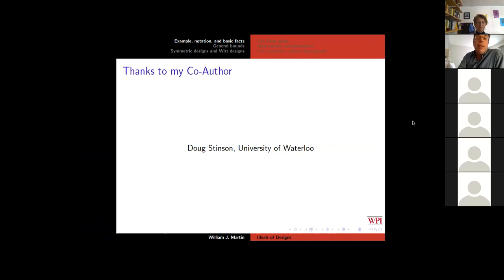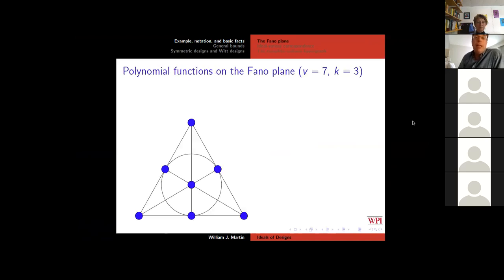Let's start with the most familiar combinatorial design. The Fano plane has seven points, seven lines, 3 points per line, and 3 lines per point. Any 2 points are joined by a unique line. Any 2 lines intersect in a unique point. And what I want to do is think of polynomial functions on this set of points, on the set of blocks, I should say, on the set of lines.